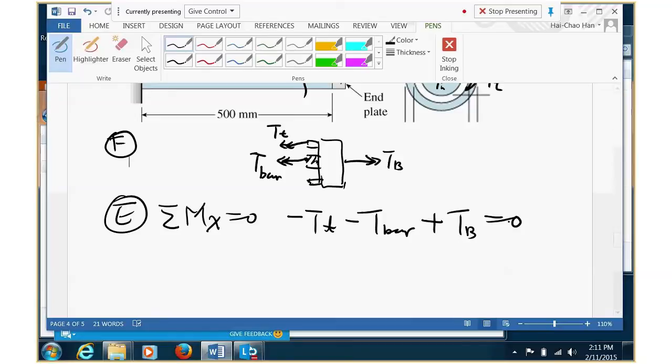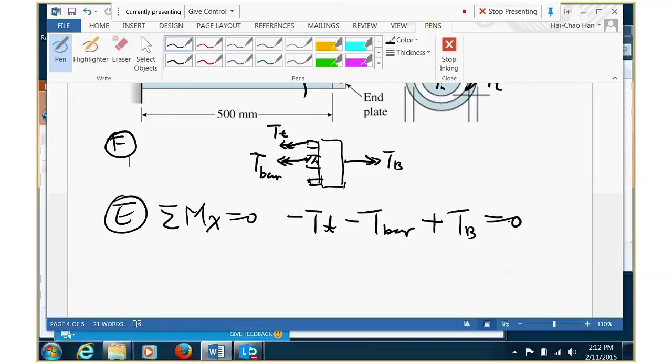Any other equations you can write? Sigma Fx equals 0. No force there, so automatically 0. Sigma Fy equals 0. No force there. Sigma moment in the y direction and sigma moment in the z direction, there's nothing there, so they are all automatically satisfied. So the only non-zero equation is this one. Now you see one equation, two unknowns. So that is indeterminate. Once we know it's indeterminate, we know we need the compatibility part.